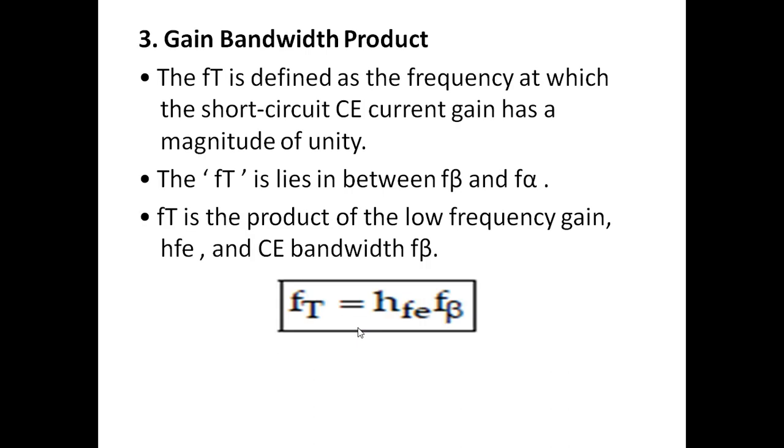Now the gain bandwidth product Ft is defined as the frequency at which the short circuit CE current gain has a magnitude of unity. The Ft lies between F beta and F alpha. Ft is the product of low frequency gain HFE and CE bandwidth. Okay, this is very important. Ft is equal to HFE times F beta, where HFE is the low frequency gain.